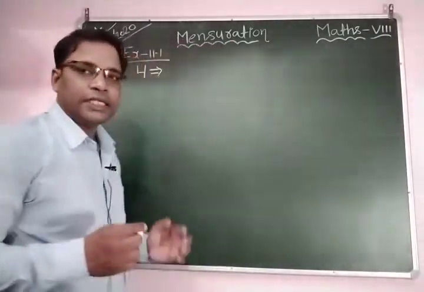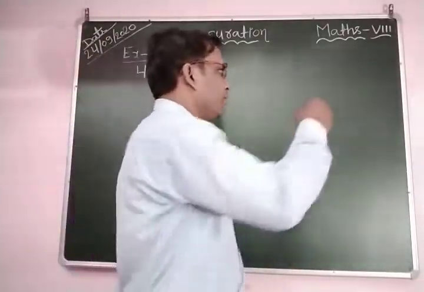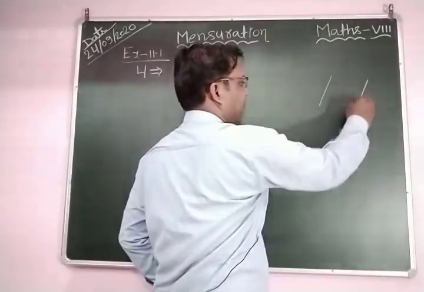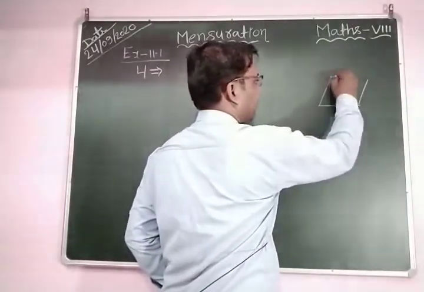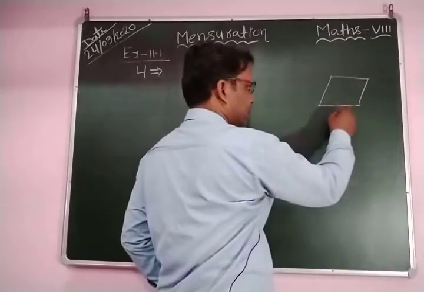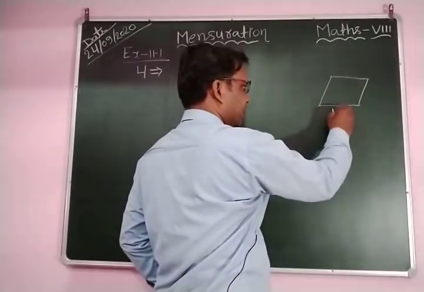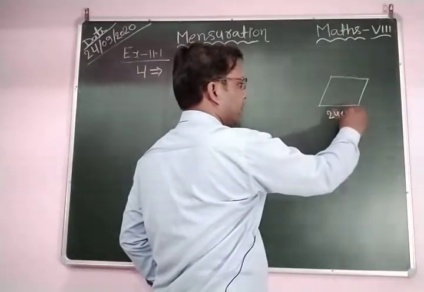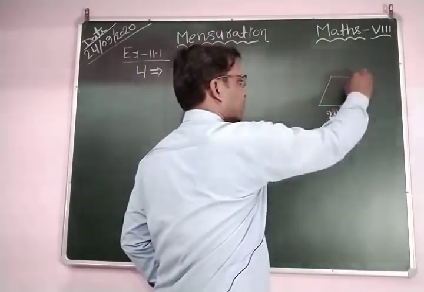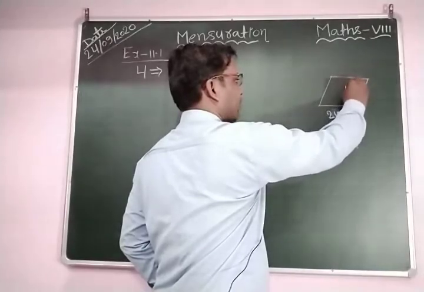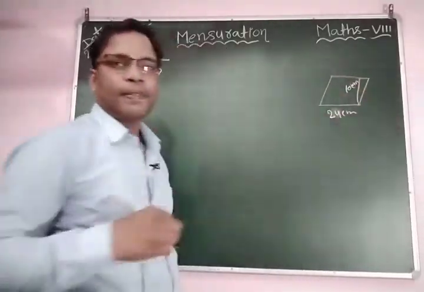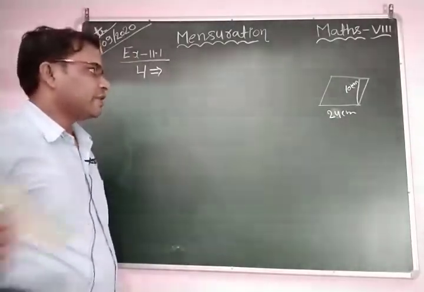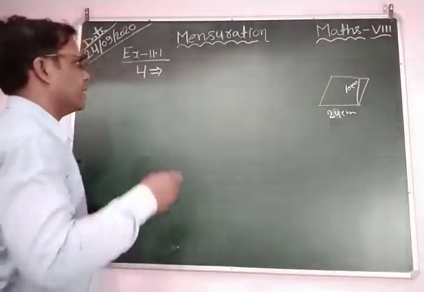Okay, so the tile is the shape of a parallelogram. You know very well the shape of a parallelogram is like this. This is the shape of a parallelogram, you can see. Suppose this is the base. The base is 24 centimeter given here, and this is the corresponding height, 10 centimeter. This is the corresponding height. So we find the area of one tile.